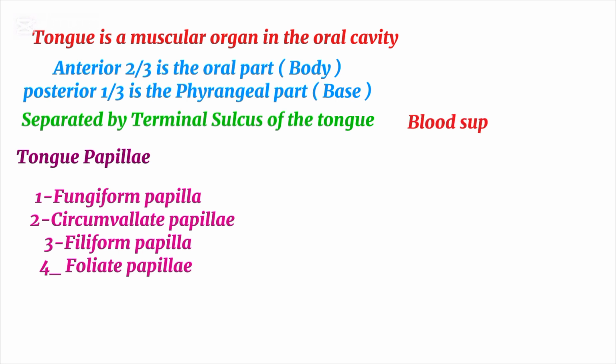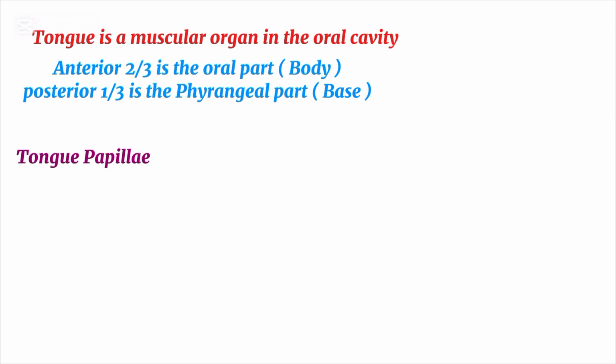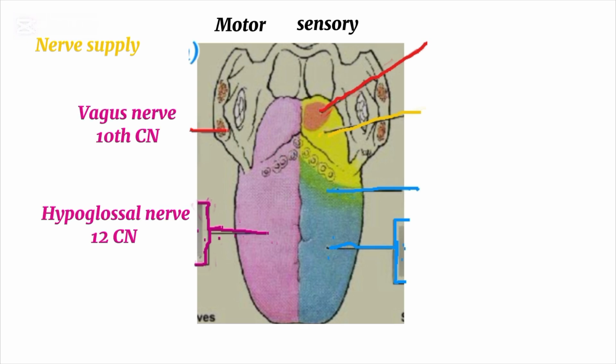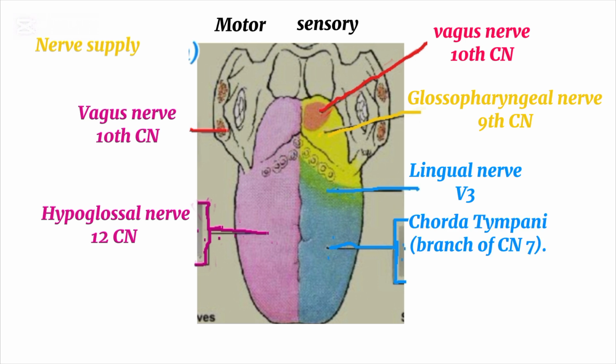Blood supply to the tongue. Arterial supply is by the lingual artery and venous supply is by the lingual vein. Nerve supply. Motor supply is by the hypoglossal and vagus nerve. General sensory innervation for pain, temperature and touch is by the lingual nerve, glossopharyngeal nerve and vagus nerve. Nerves for the taste are glossopharyngeal and chorda tympani, a branch of the facial nerve.